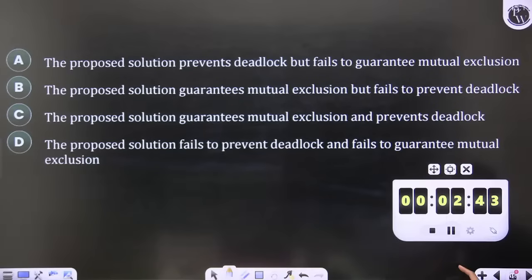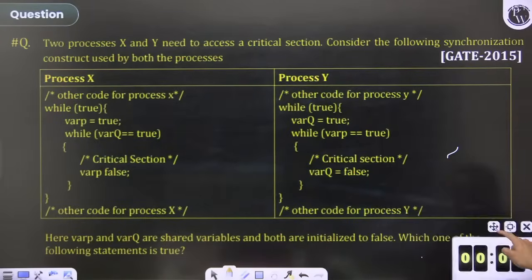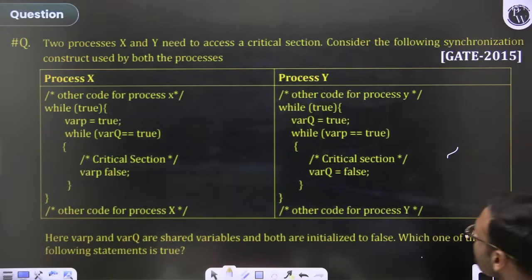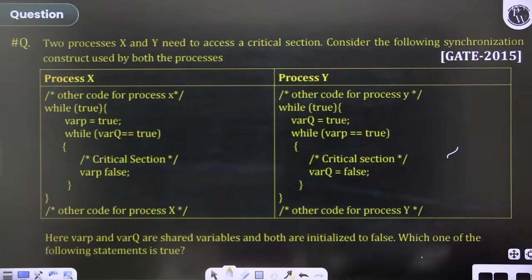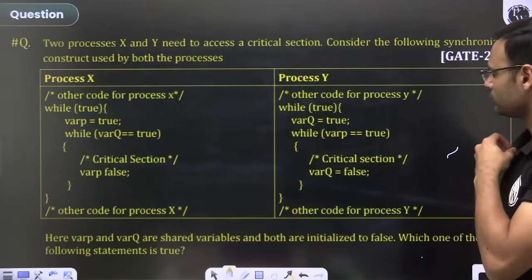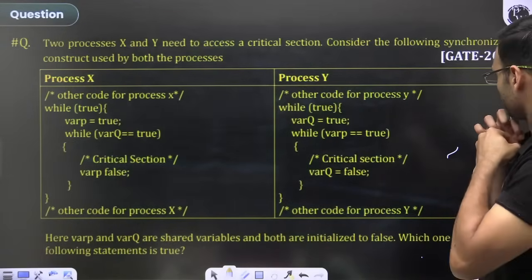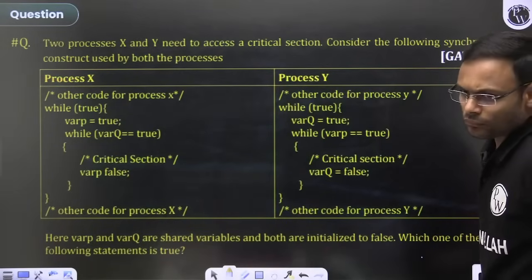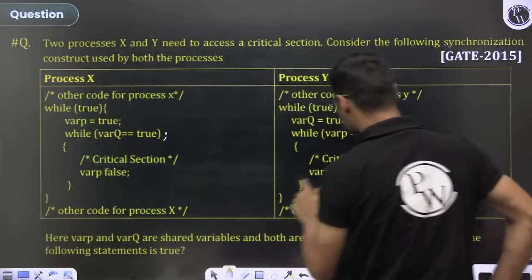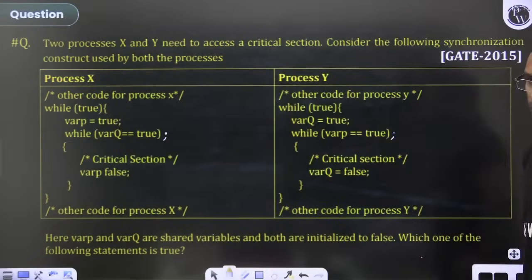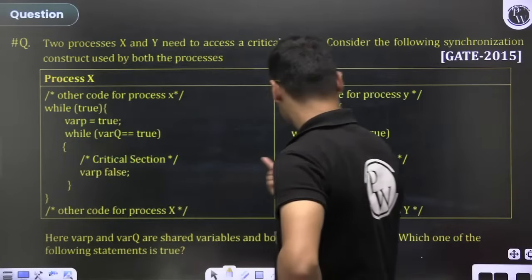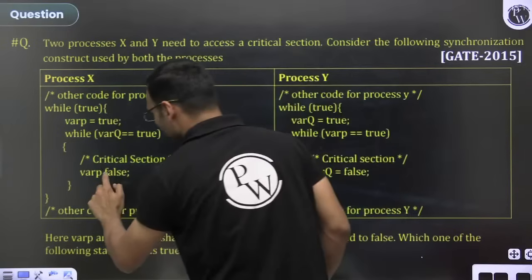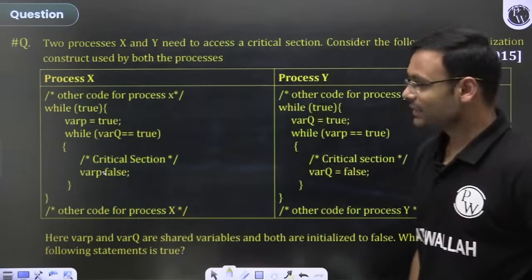Okay, look at this. How does it work? Look at this. Stop, stop. See, there is no semicolon, I guess you have seen over here. So this critical section and variable p, variable q setting to false is inside this. Variable p equals false, okay? Inside this particular loop.